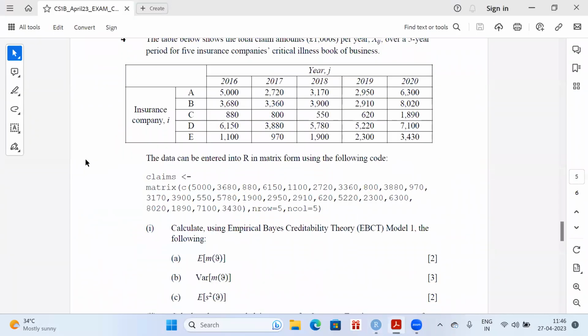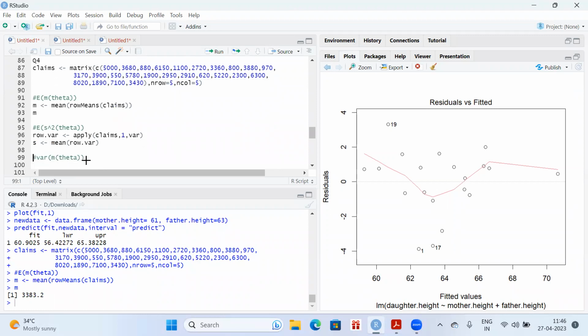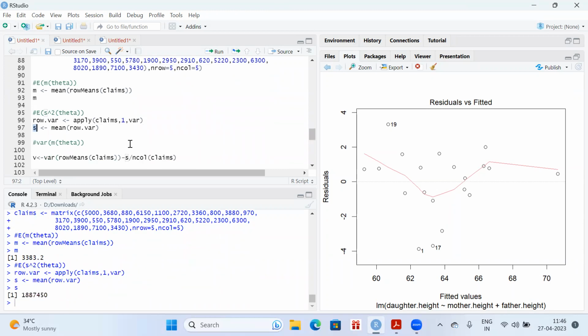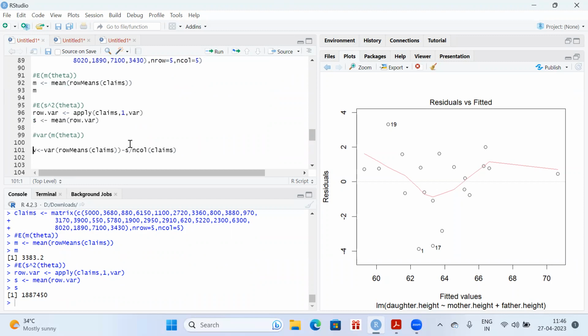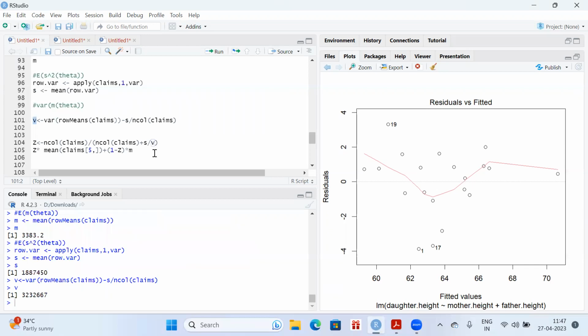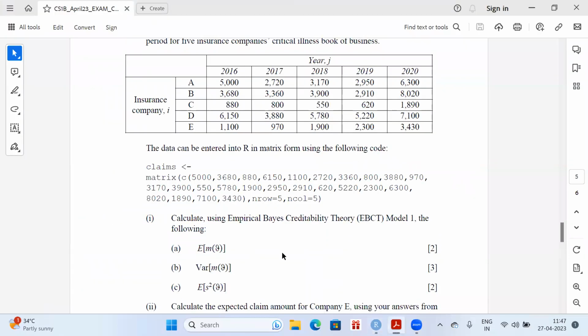Then the variance of m(theta) and the expectation of s squared(theta). First, we'll calculate the expectation of s squared(theta), which is the row variance. Apply claims, row variance, and s is the mean of that. If you run s, my expectation of s squared(theta) is 18847450. Variance of m(theta), v, is equal to the variance of row means of claims minus s, which is the expectation of s squared, divided by the number of columns of claims. So v is this, 3232667. Okay, we got this.